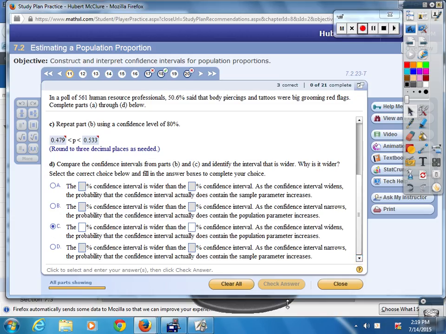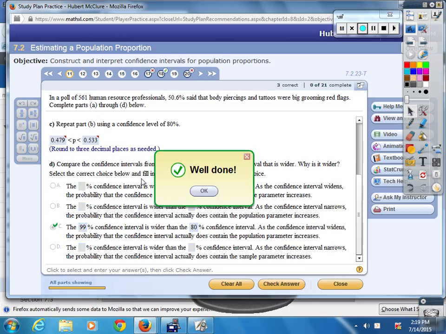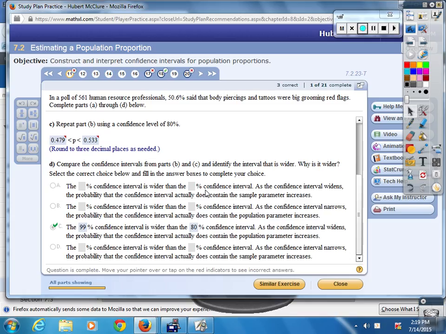I have no idea. I'm not going to read all that either. So I'm just going to pick one and put the 99 is wider than the 80%. We'll spend another class on why. See? I did it right. I can't believe it. It says the 99% confidence interval is wider than the 80% confidence level.